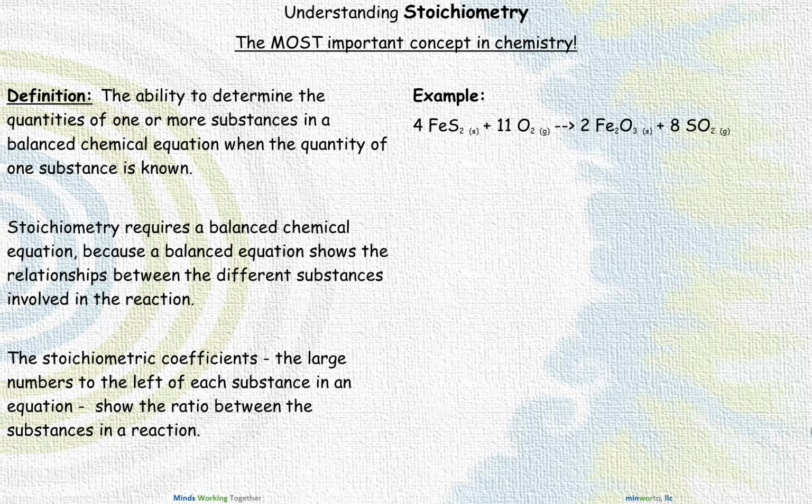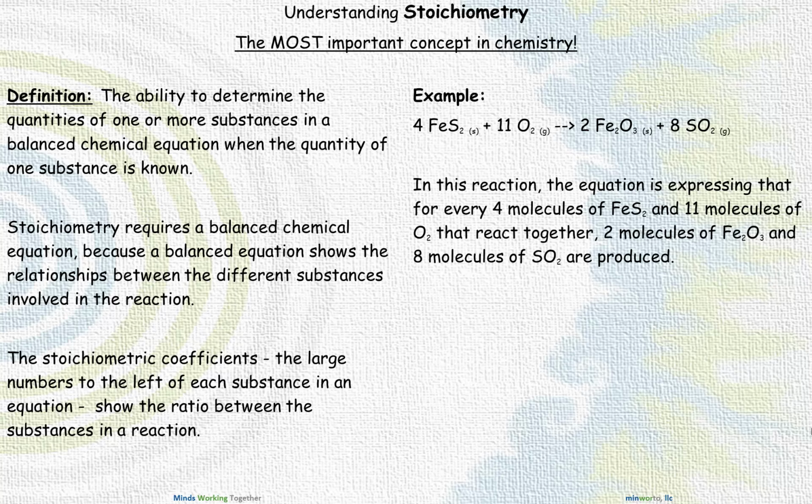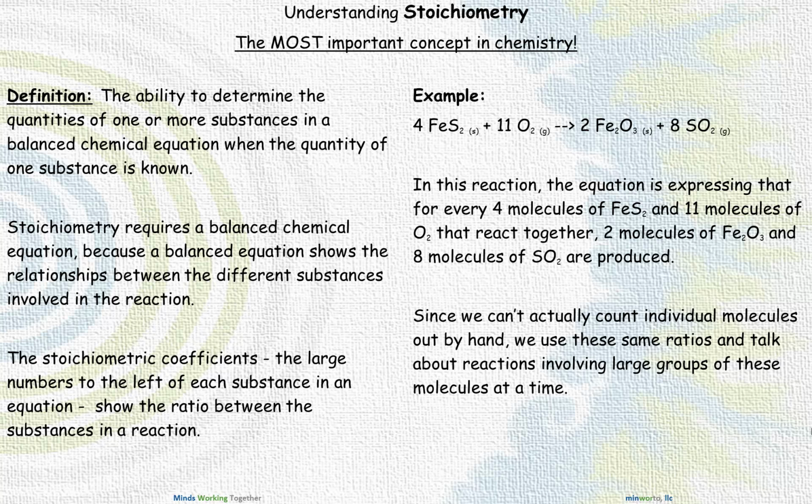This example, which reads 4FeS2 plus 11O2 produces 2Fe2O3 plus 8SO2. In this reaction, the equation is expressing that for every 4 molecules of FeS2 and 11 molecules of O2 that react together, 2 molecules of Fe2O3 and 8 molecules of SO2 are produced.